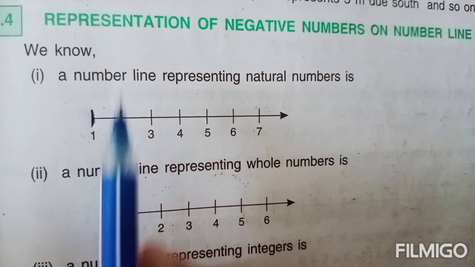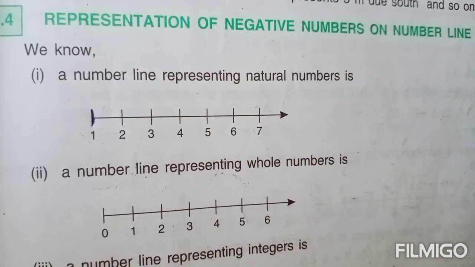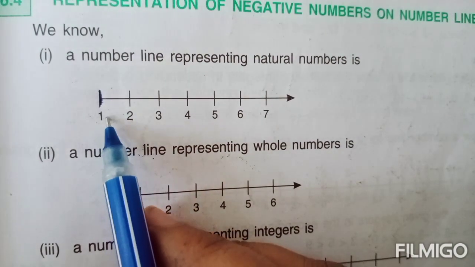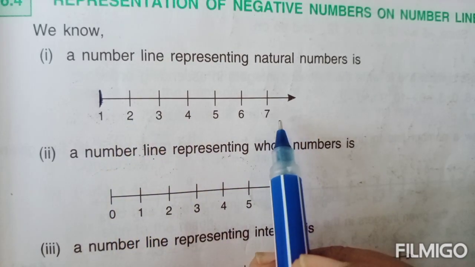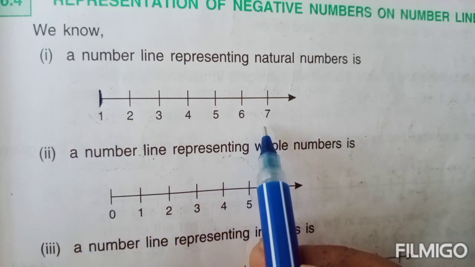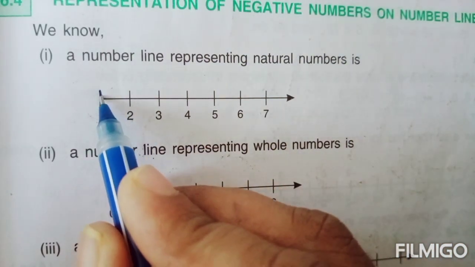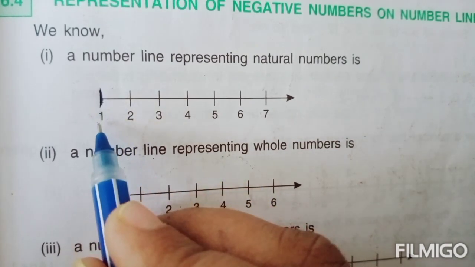Next topic, representation of negative numbers on number line. How to represent negative numbers on number line. Now here you can see first, this number line is a number line representing natural numbers. This number line contains natural numbers. You can see here a natural number starts from 1. So the starting point of the number line will be 1.